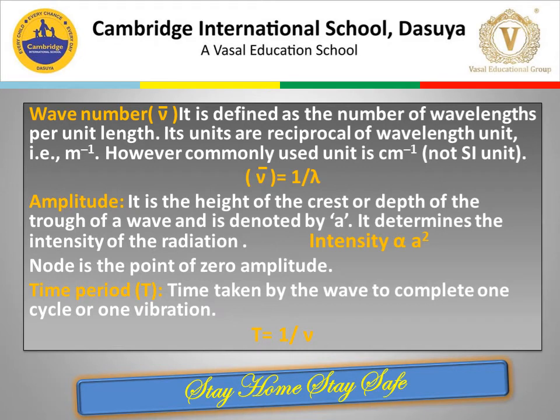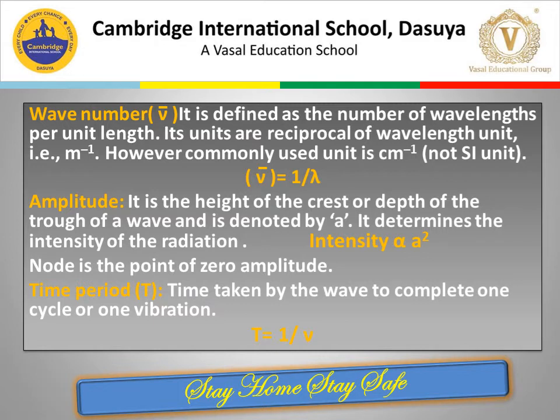Wave number, nu bar, is defined as the number of wavelengths per unit length. So in 1 unit length, whatever the number of waves are, that is the wave number. Its unit is the reciprocal of the wavelength unit, that is meter inverse. However, commonly we use centimeter inverse also, which is not the SI unit. So nu bar is equal to 1 upon lambda.